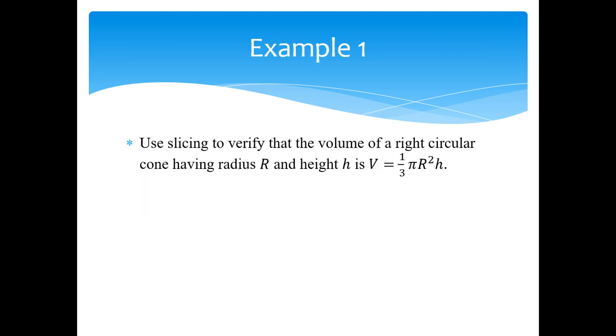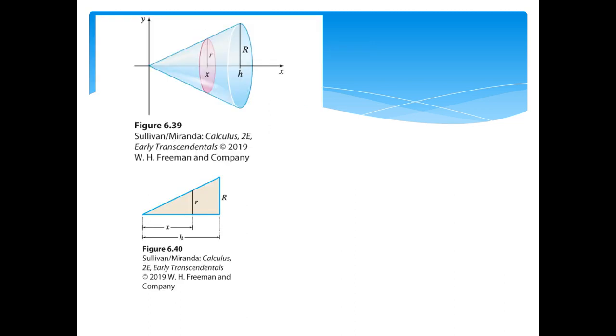So, this is an example. We want to use the slicing method to verify that the volume of the right circular cone, which has a radius of r and a height of h, is equal to one third pi r squared h. So this is a right circular cone.